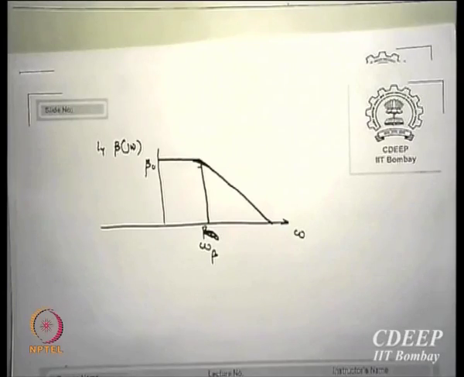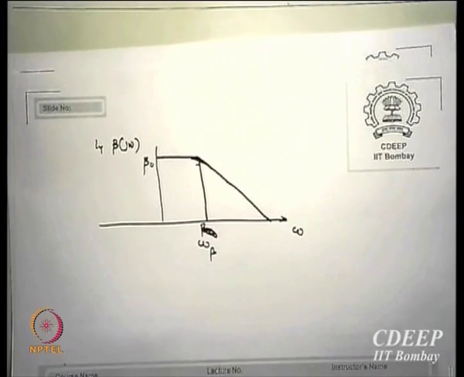What is the significance of omega beta, and how can it be related to this value omega t? Anyone?